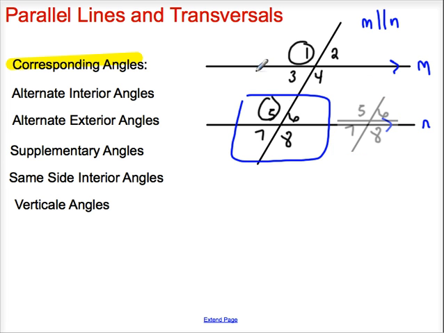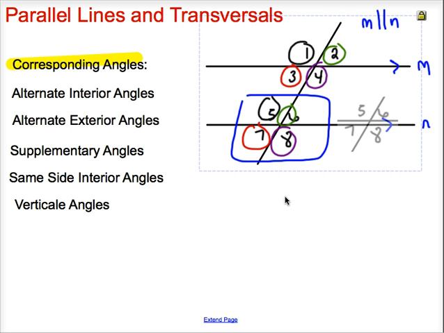1 and 5 would be corresponding. 7 and 3 would be corresponding. What else would be corresponding? 2 and 6. 2 and 6 would be corresponding. And then what else would be corresponding? 4 and 8. 4 and 8 would be corresponding. Excellent. And those are our corresponding angles.